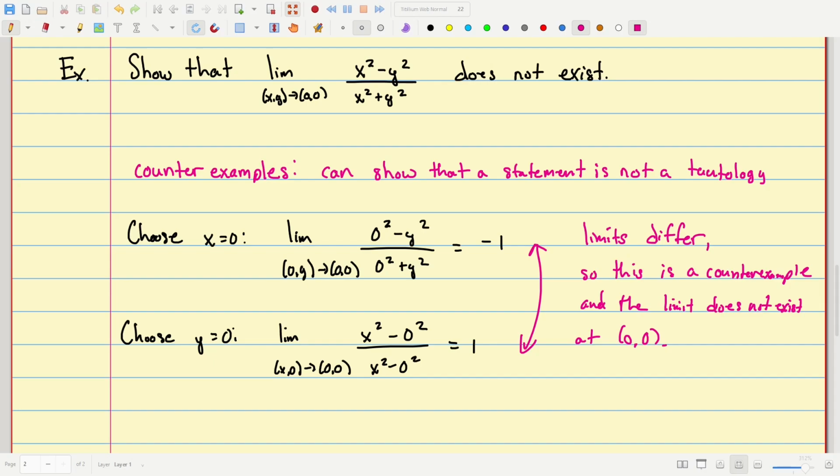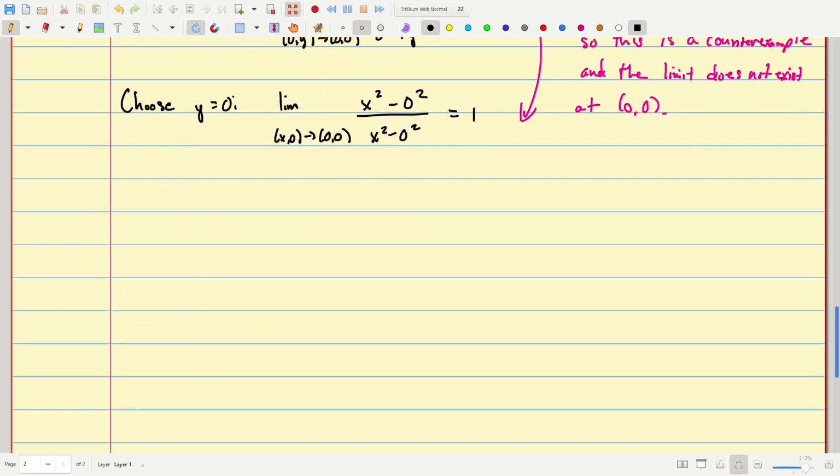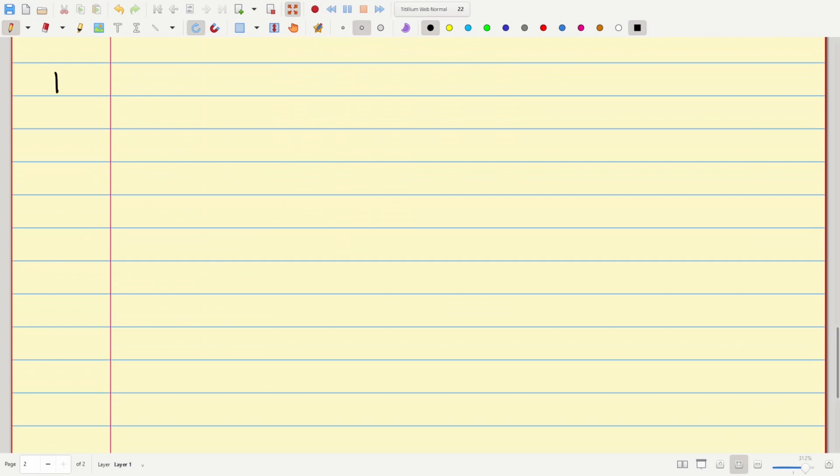All right. So if you're trying to disprove that a limit exists, the best approach is to look at the equation and try to be clever. It won't always be the case that choosing x equals 0 and y equals 0 are going to be the paths that give you differing results. It's going to depend on what particular surface it is that you're examining. For instance, let's take a look at this example.